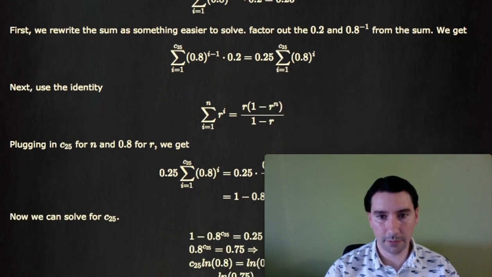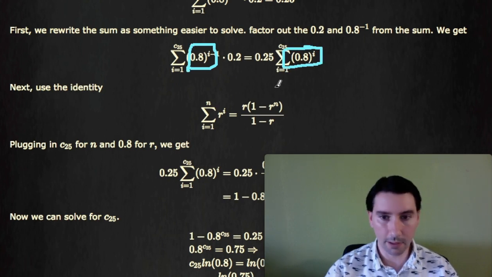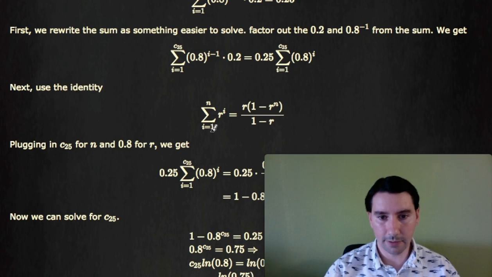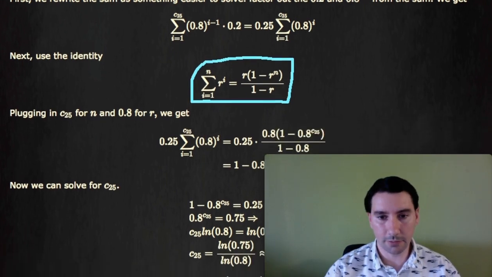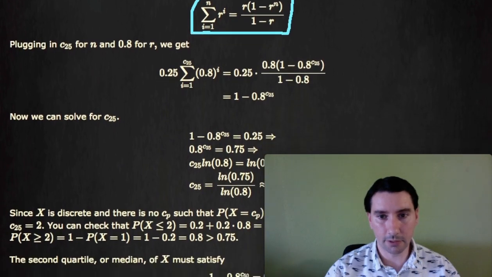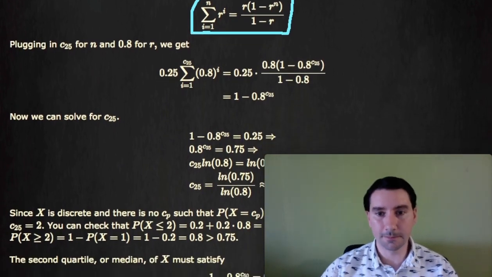So using a result from calculus, we can rewrite the sum. We're going to pull out the 0.2 and the 0.8 to the minus 1. And when we pull those out, we get a 0.25. And that leaves inside the 0.8 to the i. So we'll have a 0.8 to the i inside the sum. Then we use the fact that the sum from 1 to n of r to the i is equal to r times the quantity 1 minus r to the n all over 1 minus r. And that's more of a calculus fact, like I said, so we'll show that in the calculus lesson.